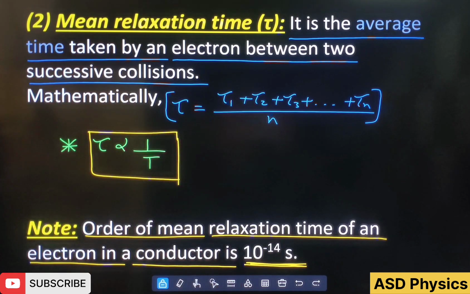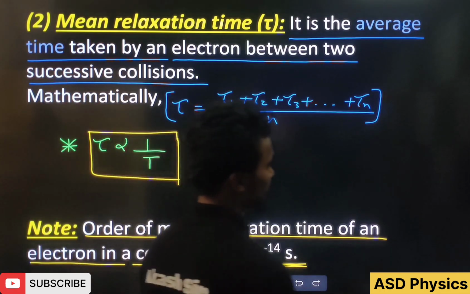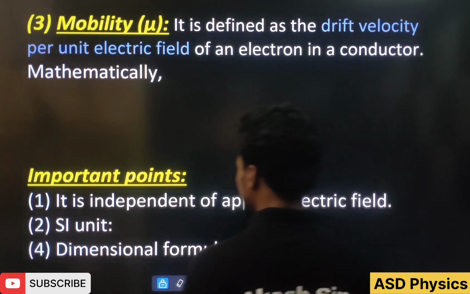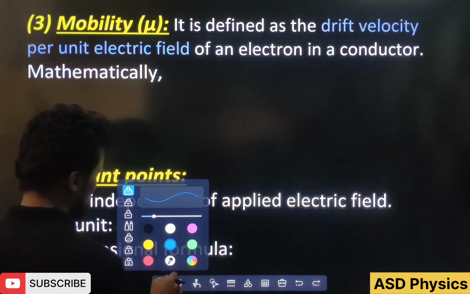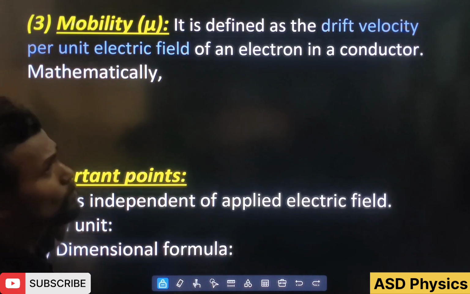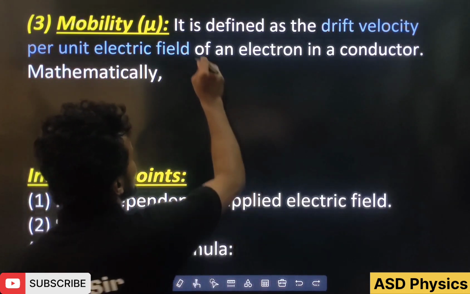So kindly see very well what the relaxation time is, and it is inversely proportional to the temperature. If we increase the temperature, the mean relaxation time will decrease, and vice versa. Great. Now we are going to see mobility. It is an important term, they may ask.